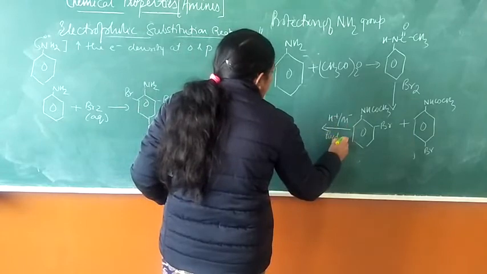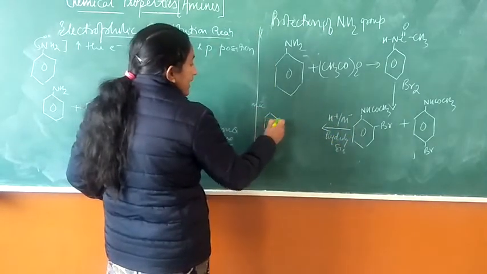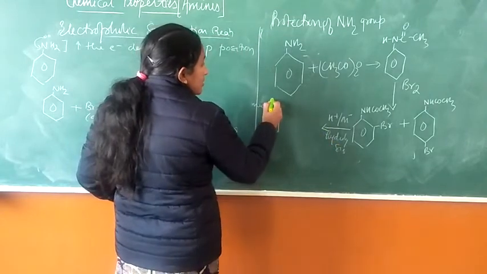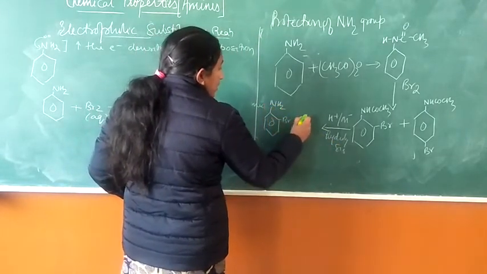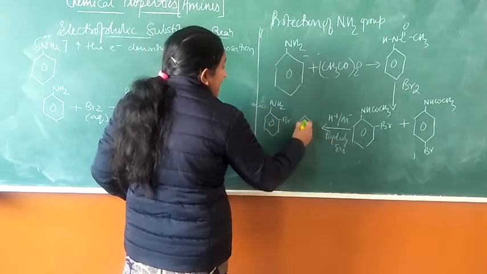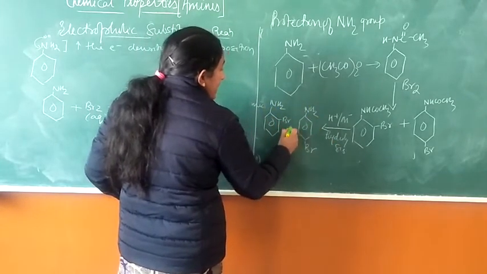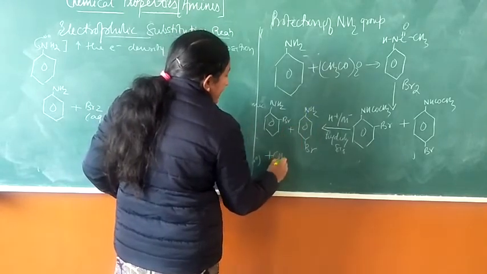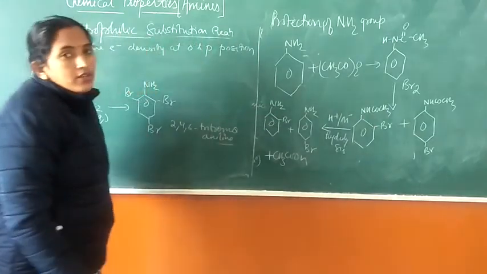So this is the hydrolysis which will be carried out. We will get the ortho and para substituted products. So this is ortho-bromoaniline and this is para-bromoaniline. Along with that, students, we will get acetic acid because this CH3CO is going to get removed.